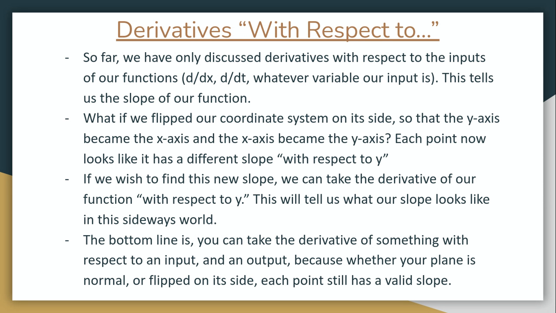The bottom line is you can take the derivative of something with respect to an input, an output, or whatever. You can take the derivative with respect to anything. Because all you're asking is, what does the slope look like from this thing's perspective? That also goes back to taking the derivative with respect to g of x. We're asking, what does it look like from g of x's perspective? We could also make g of x our inputs. The bottom line is we can take the derivative with respect to anything, and we're just asking, what does the slope look like to this thing? That makes sense.